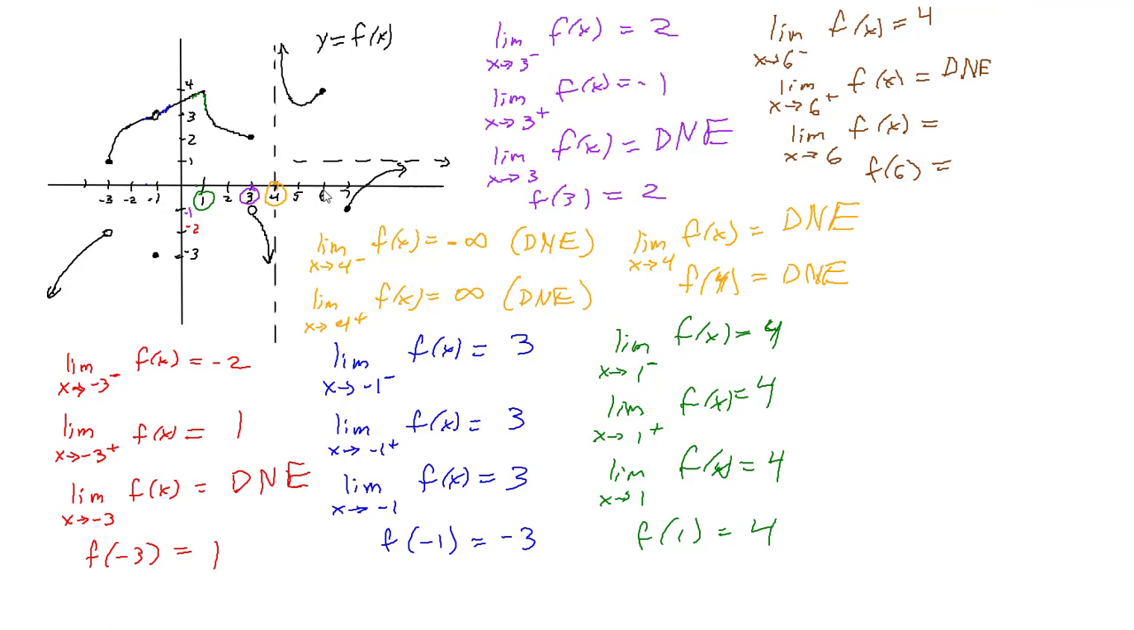And then we have the limit as x approaches 6, the two-sided limit. Well, if one of these does not exist, then the two-sided limit can't exist either. And what about f of 6? Yep, we do have a function value right at x equals 6, so f of 6 would be equal to 4. All right.